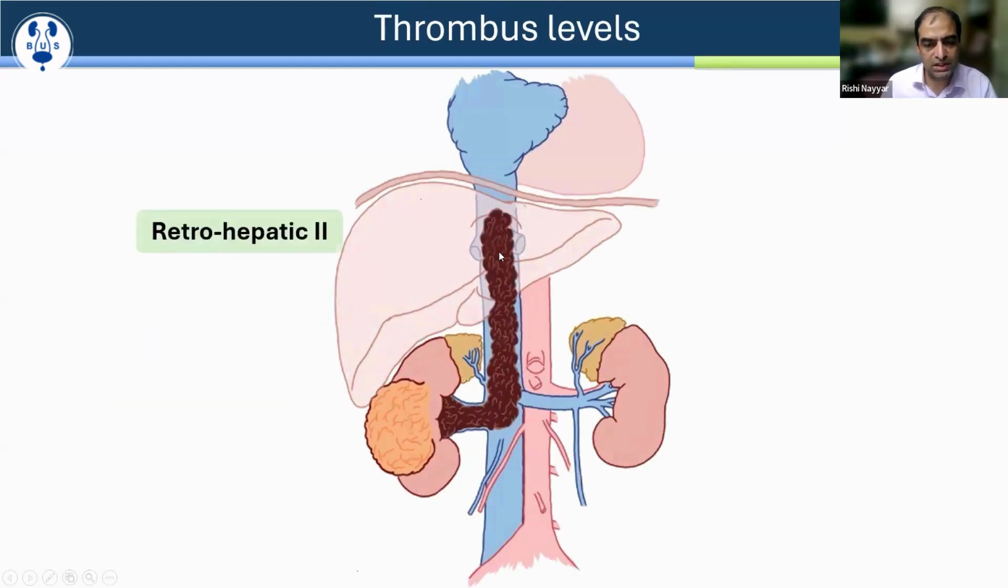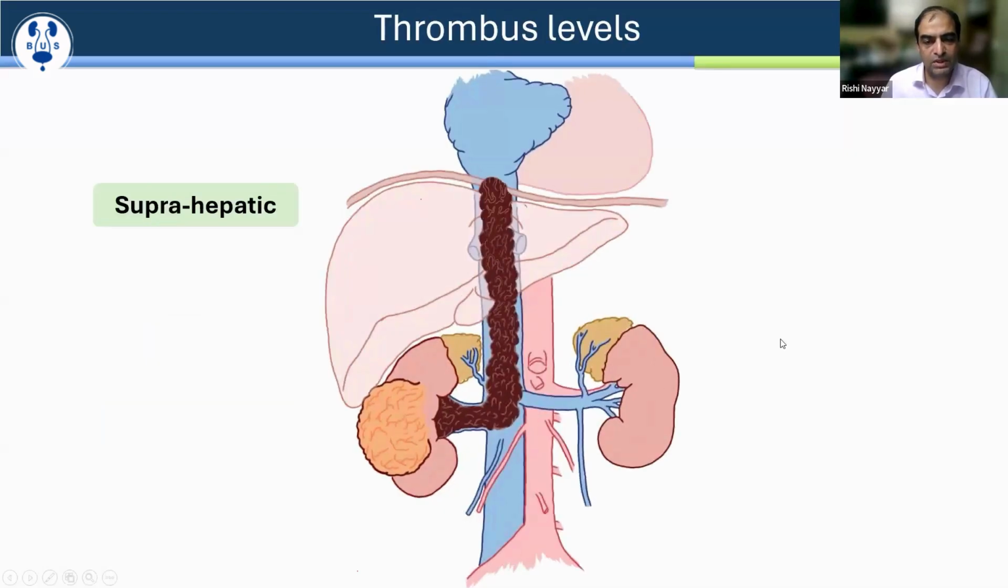Retrohepatic, level 2, when this reaches within 2 centimeters or just above the level of the hepatic vein confluence. Then suprahepatic level, when it reaches above the level of the upper border of the liver. This one may be controlled below the diaphragm in such cases, or may require control of the intrathoracic inferior vena cava.